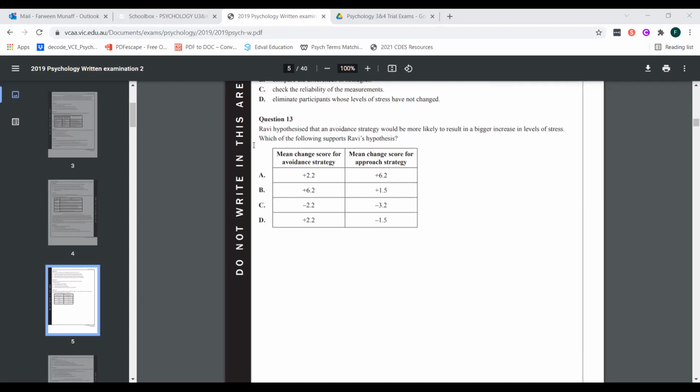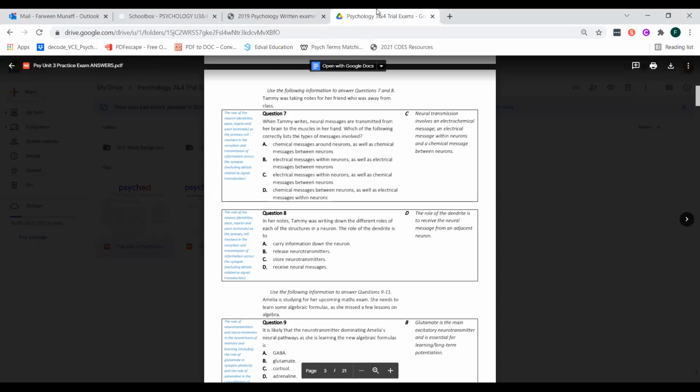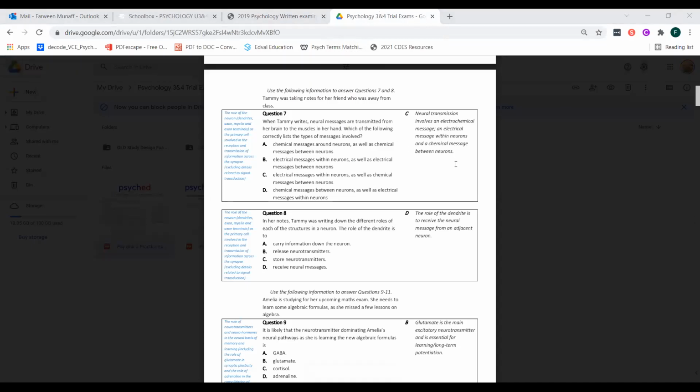Question 33, multiple choice on the Unit 3 exam. Which Unit 3 exam specifically? Is it the Psych Ed one? Okay, so the one that I just had opened up before. I think I can just go back and screen share that one again. Yeah, okay, this was the one. So question 33.